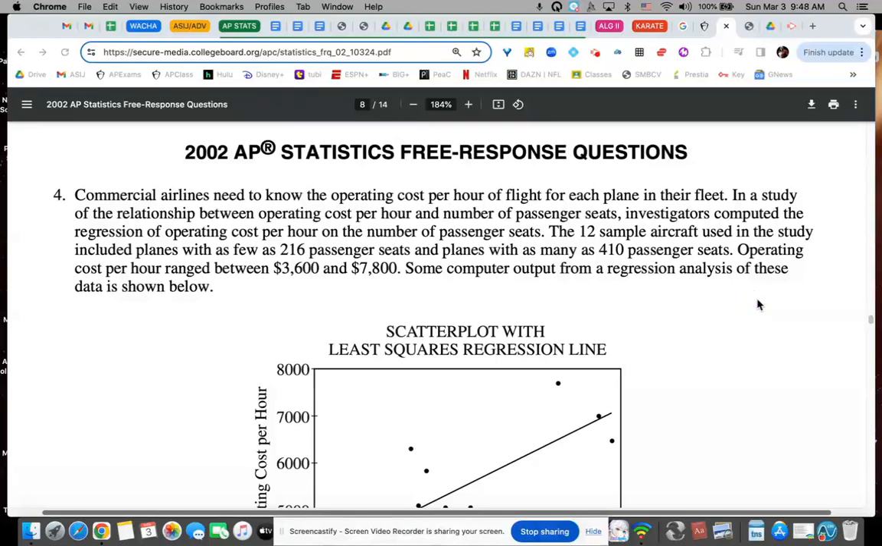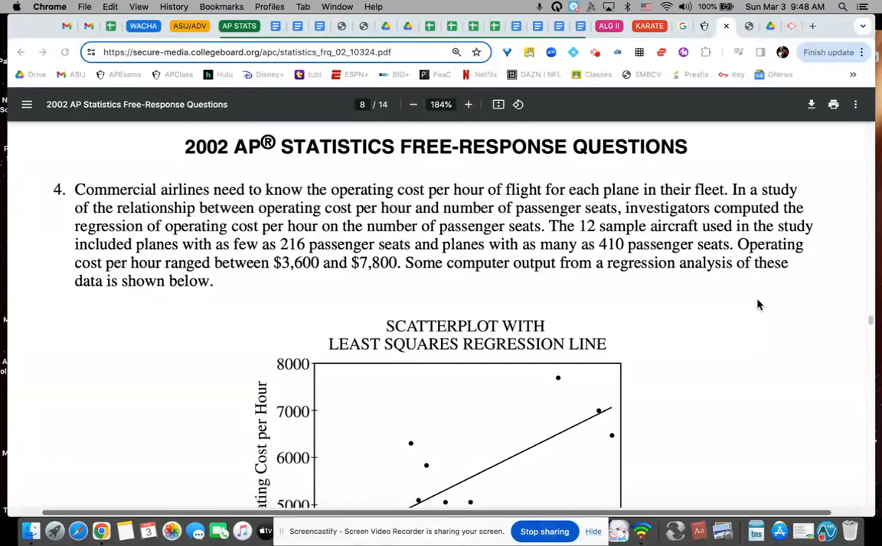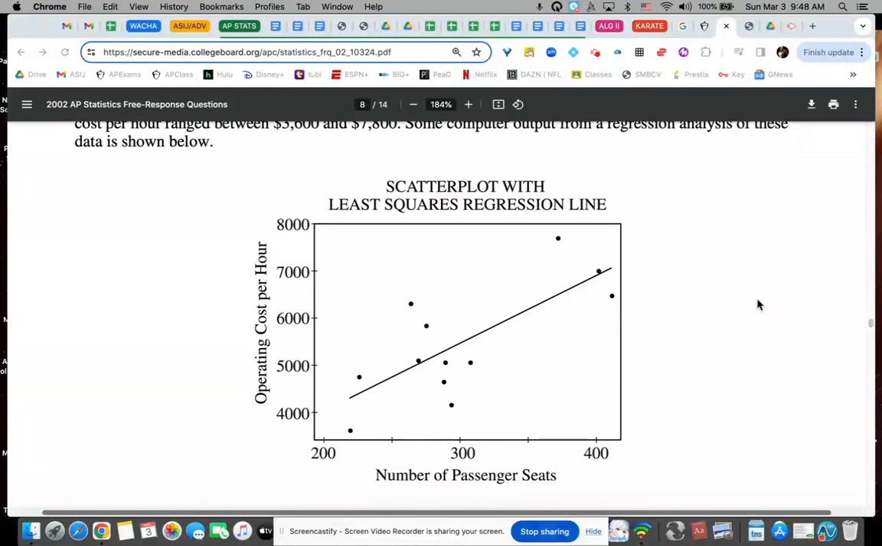This is AP Statistics 2002, number 4 question. We're talking about commercial airlines, and we're making a regression model between number of seats on the airplane and the operating cost per hour for the airlines.